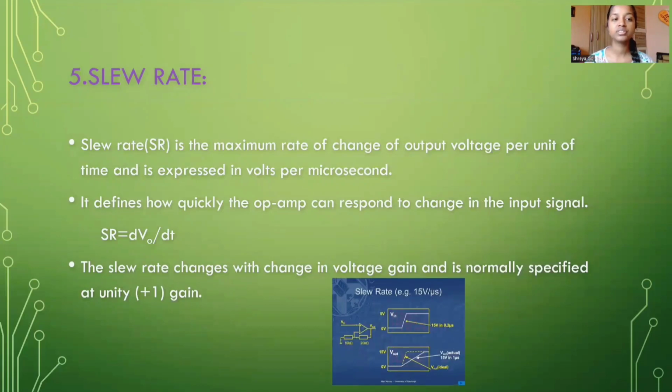And the fifth one is slew rate. Slew rate, or SR, is the maximum rate of change of output per unit of time and is expressed in volts per microsecond. It defines how quickly the op-amp can respond to a change in the input signal. That is, SR equals dVO by dt. The slew rate changes with change in voltage gain and is normally specified at unity gain.